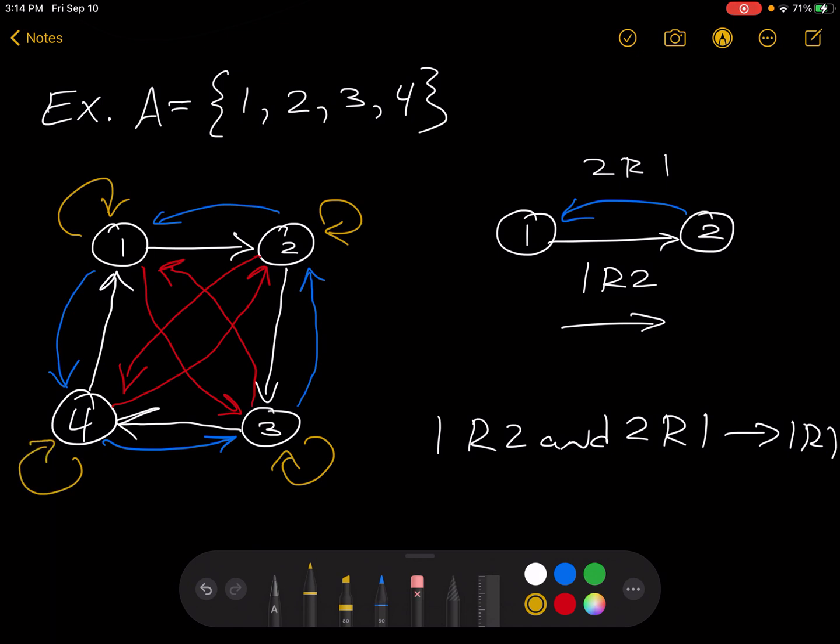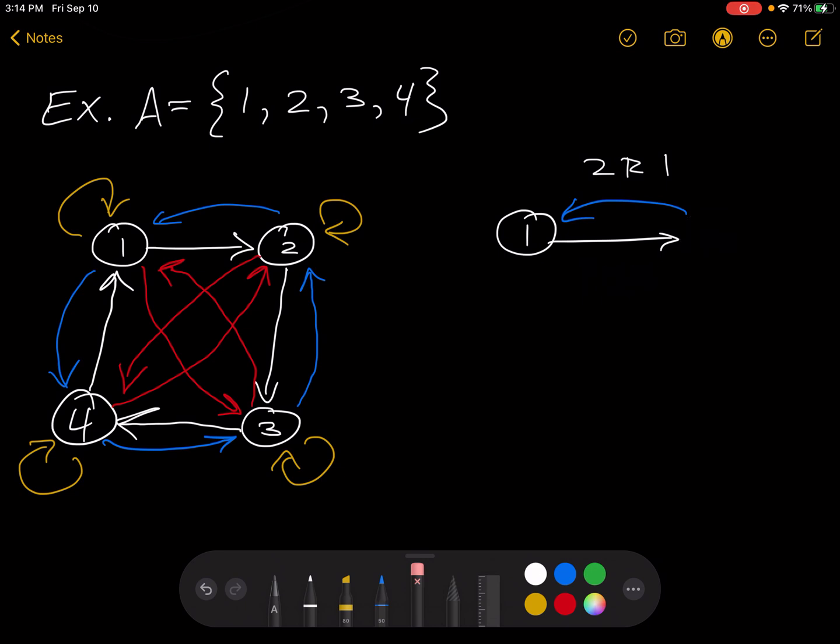And now there's really no other edges to add. We couldn't possibly add any more. And so now this graph is in fact transitive, or represents a relation that is transitive.